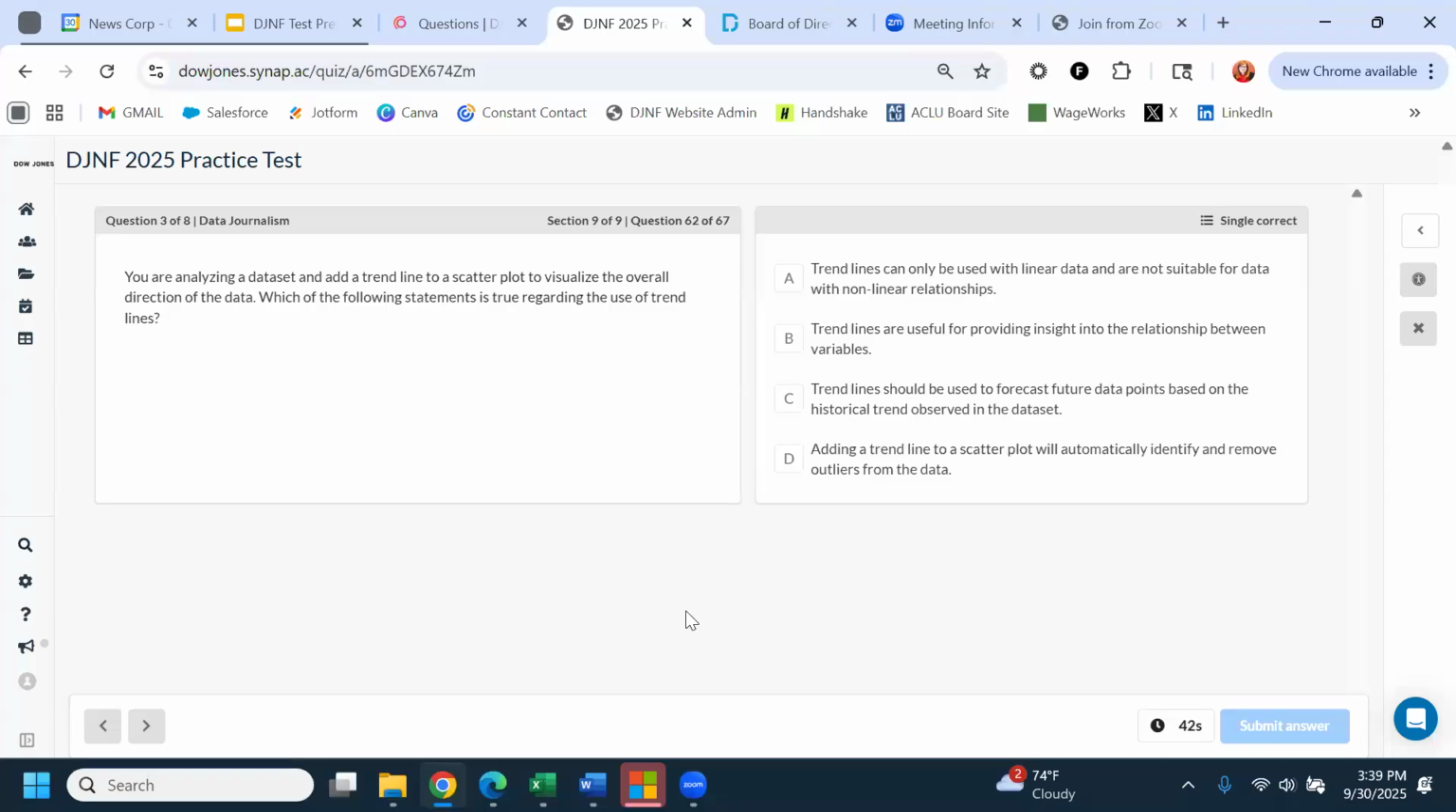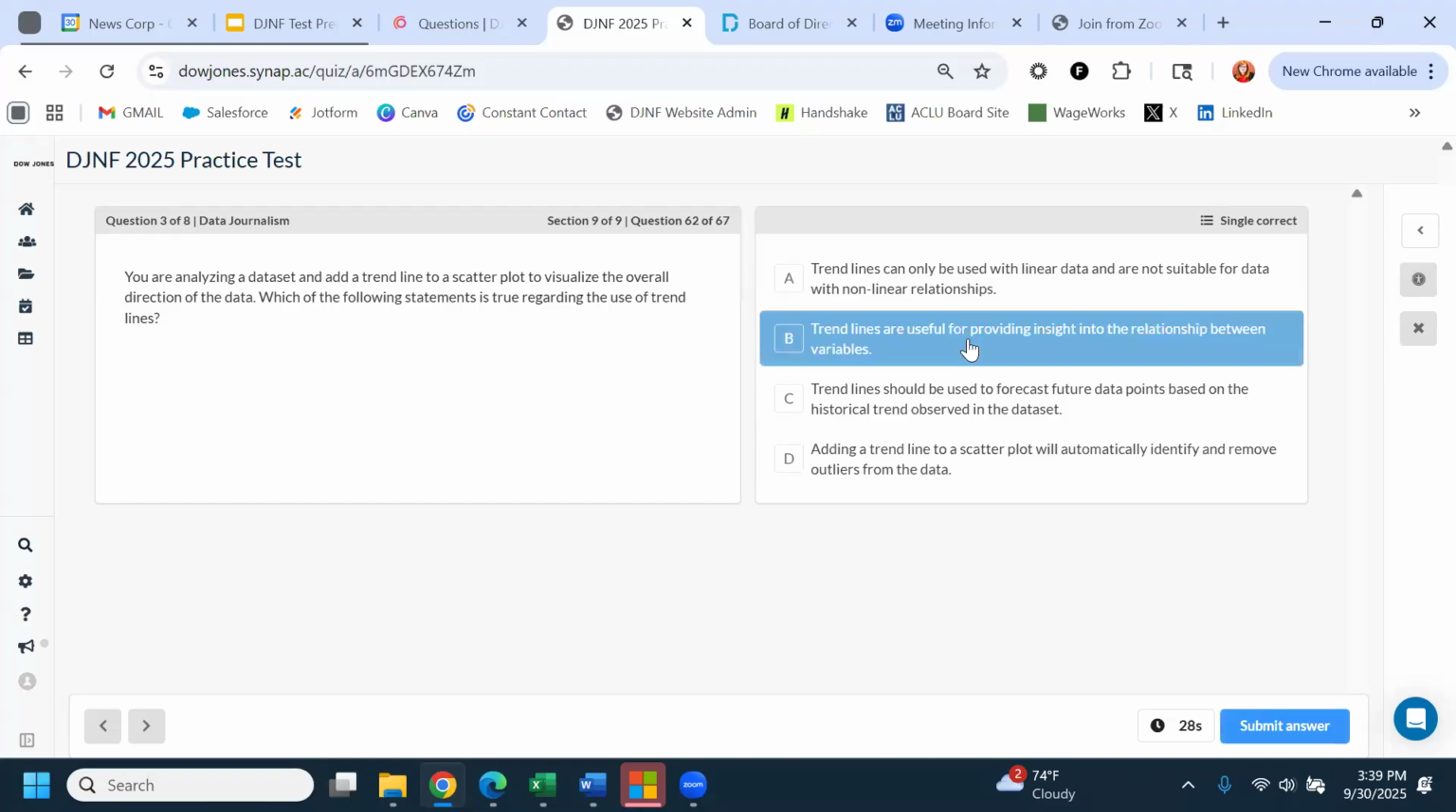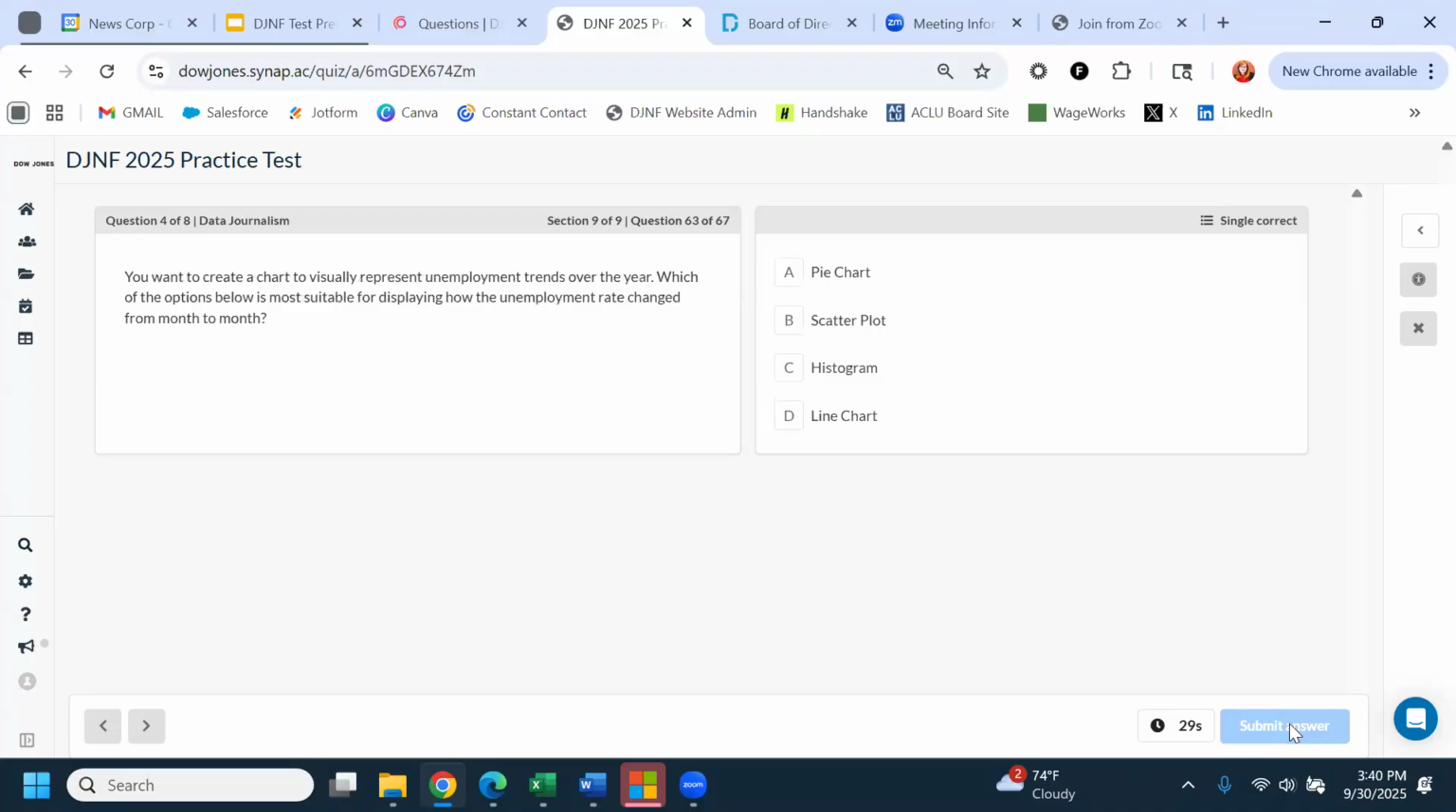You are analyzing a data set and add a trend line to a scatter plot to visualize the overall direction of the data. Which of the following statements is true regarding the use of trend lines? And the answer is trend lines are useful for providing insight into the relationship between variables. Normally on the test, you would have more time to read all that, but for this demo, I did not put a lot of time.